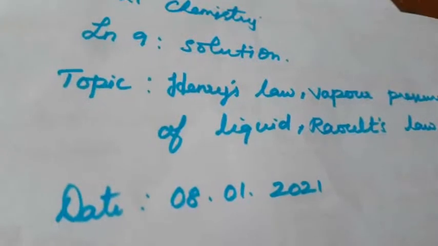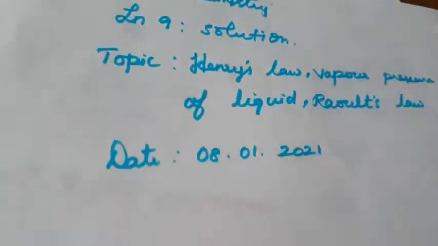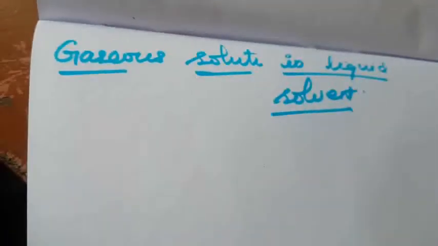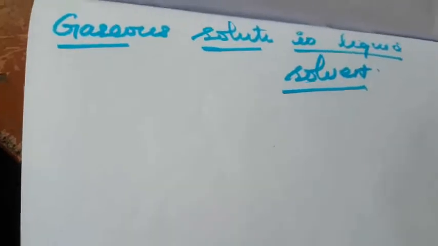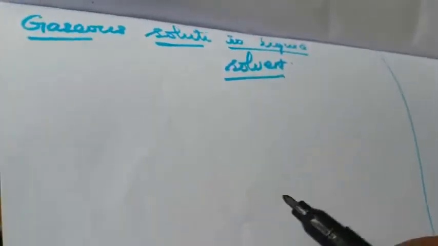In the previous lesson we studied what is meant by a true solution, what is meant by a homogeneous solution, what are the natures of this solution, and what is meant by homogeneity. That's all we already learned. What is meant by a standard solution, what is meant by a working standard solution. These are all already studied in the previous video.